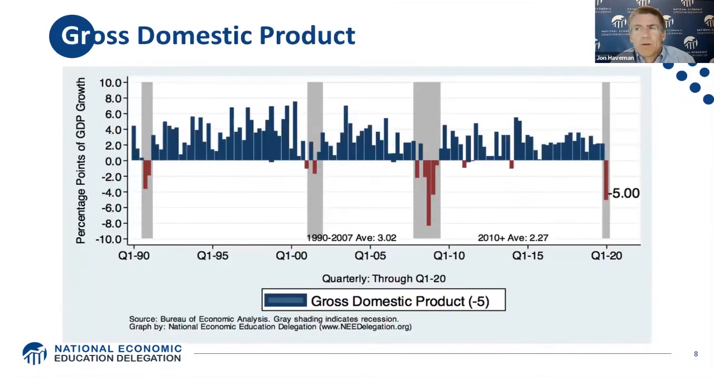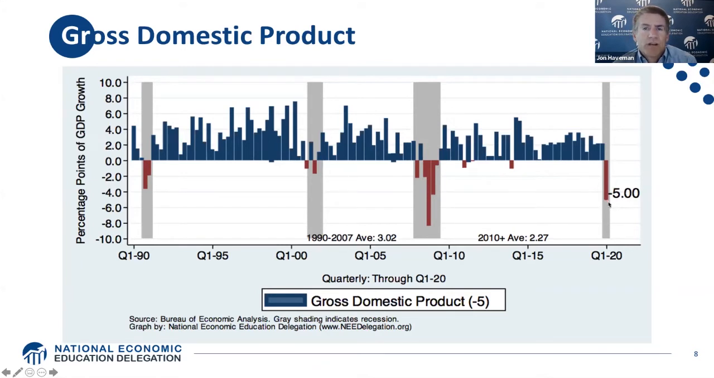Let's talk a little bit about some economic data. So this is gross domestic product. Every quarter, we measure how fast the economy's been growing as percentage points of GDP growth. The blue bars going up indicate growth. The red bars going down indicate declines. This has been the recovery. Here's the global financial crisis with the recovery. And here is what so far we think is the GDP decline for the first quarter of this year.